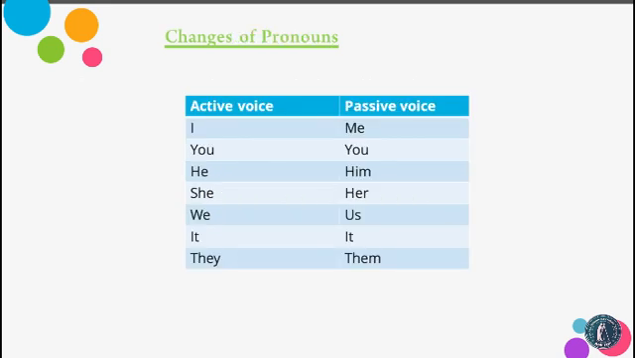We change also pronouns. When we have I in the active sentence, we replace it with me in the passive sentence. We put him instead of he, her instead of she, us instead of we, and them instead of they. And we notice here that there is no change in you and it.